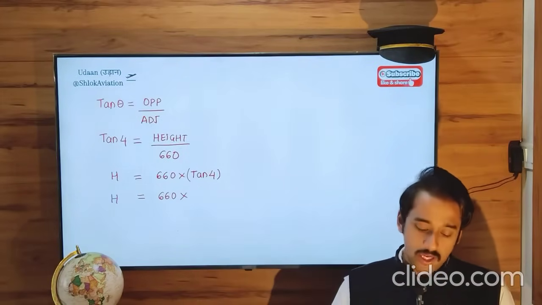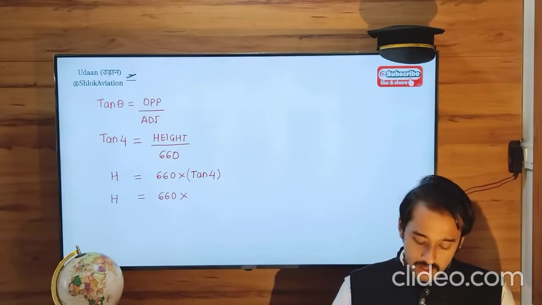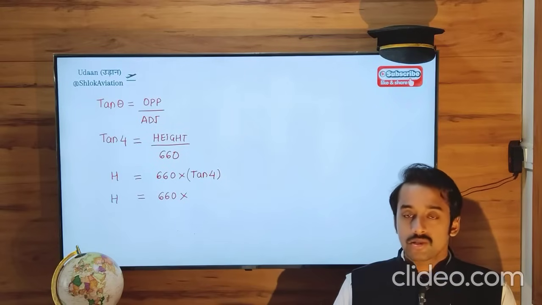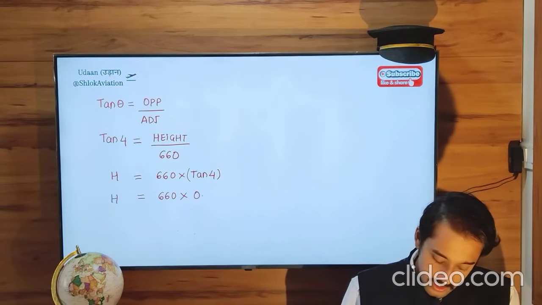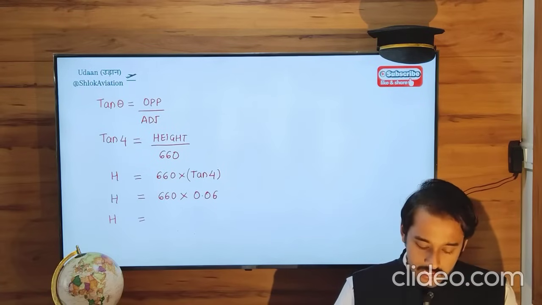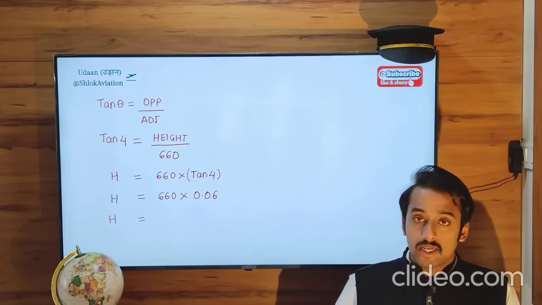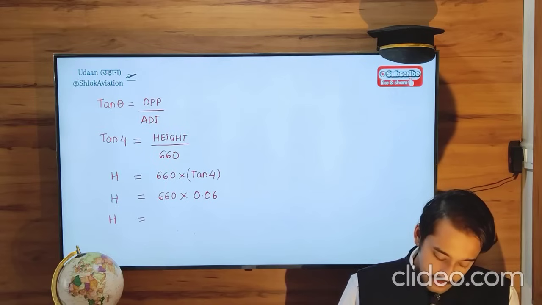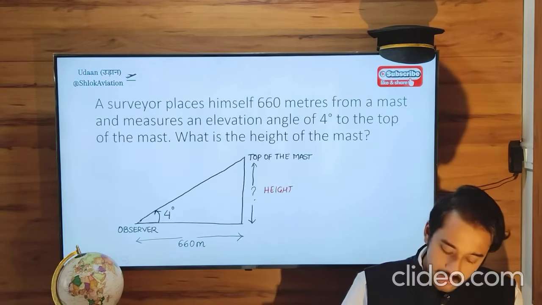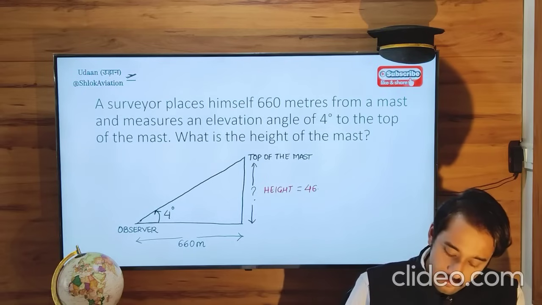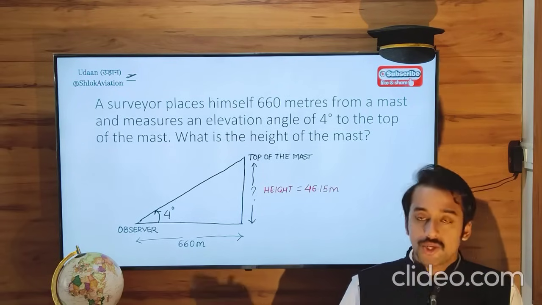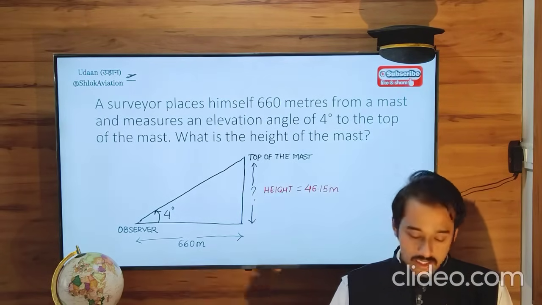So tan 4 degrees using your scientific calculator will be 0.069. So 660 multiplied by 0.069 is 46.15. So height is 46.15 meters. Okay. So using the tan theta formula, you can find this out.